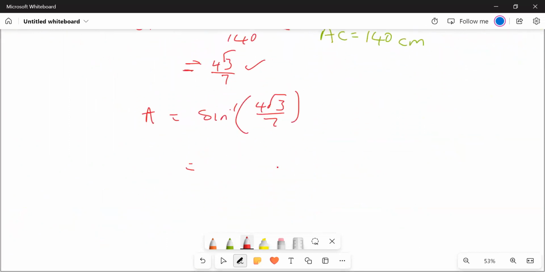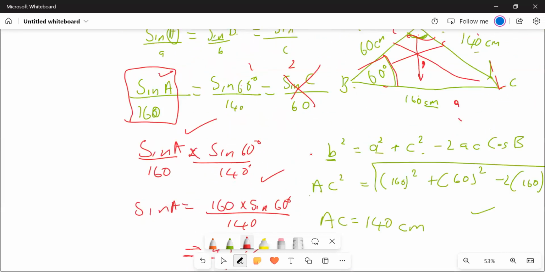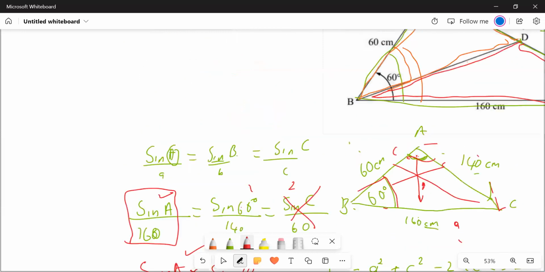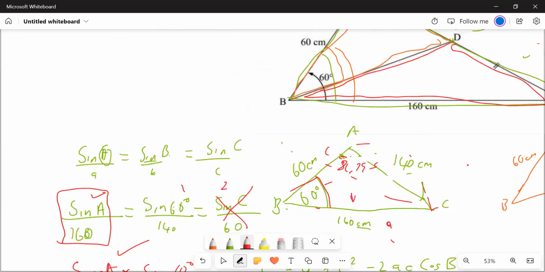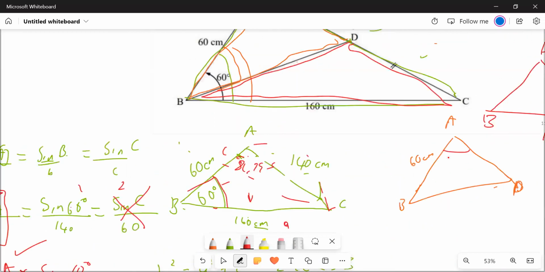What is going to be angle A then? 81.79. Okay, let's go and update our diagrams then. Go and update your diagram. This one here, instead of A, what are we going to put? 81.79. You put 81.79 here. This is not the only one which has A. This one also has A, and this one here is also going to be 81.79.